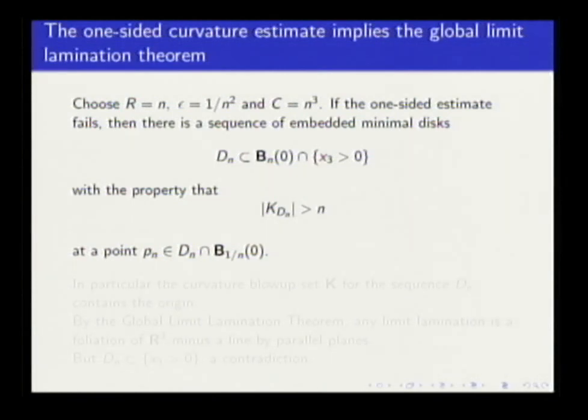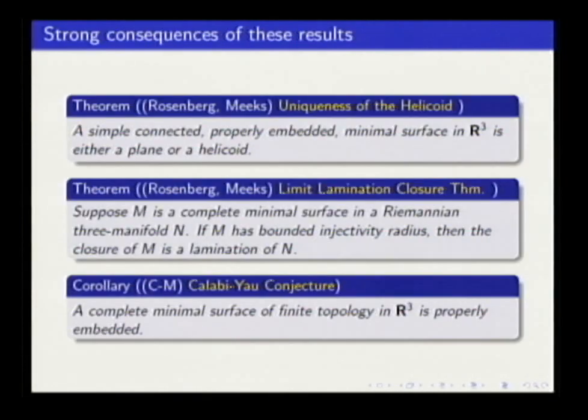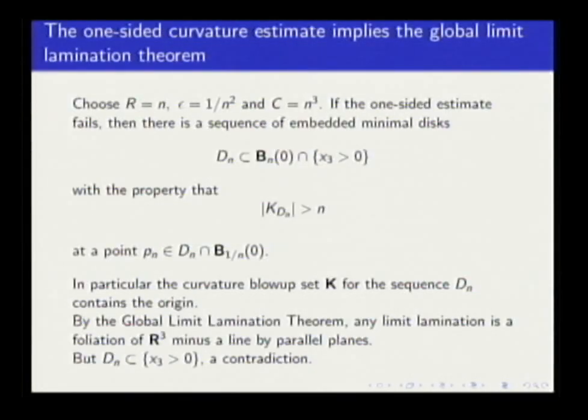Okay, so let me say that the one-sided curvature estimate implies the global limit lamination theorem. This is something that Brian pointed out to me. So scale the ball to be size n, and if the one-sided curvature estimate fails, you can put epsilon as small as you want and C as big as you want and still get an embedded minimal disk that will violate that. So I'm going to let epsilon equal 1 over n squared and C equal n cubed.